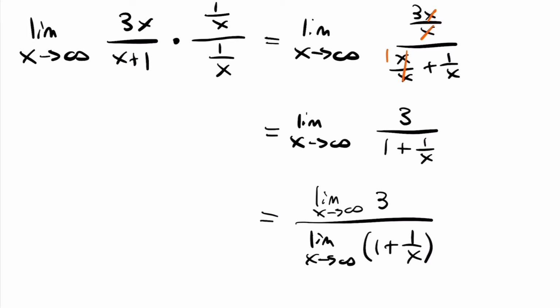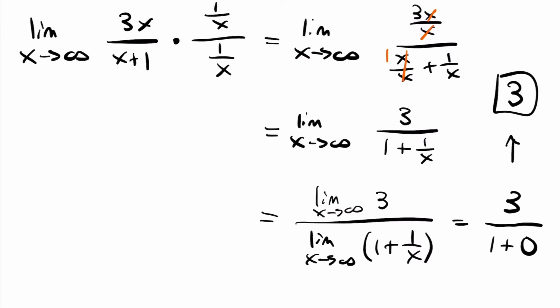And we know from our property at the beginning that the limit as x approaches infinity of a constant is going to be equal to that constant. And then on the bottom, we have the limit as x approaches infinity of a constant plus our special limit, which we know that as x approaches infinity for 1 over x, it's 0. So on the bottom, we'd have 1 plus 0. And so then this would be equal to 3. And so this allowed us to evaluate our limit as x approaches infinity without having to plug anything in.